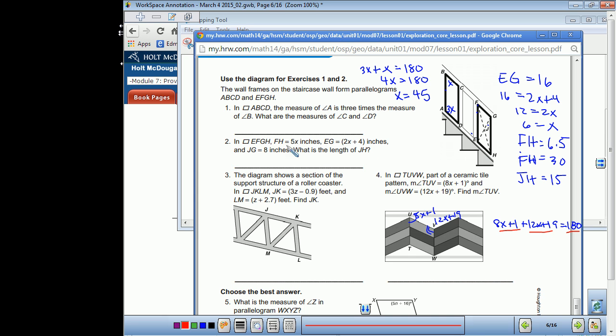Alright, so on 2, FH is 5x, and EG is 2x plus 4. GJ is 8 inches. Okay, so we know that this gets bisected. So if GJ is 8, then the whole thing has to be 16. So we set this equal to 16 and solve for x. Once we've solved for x, we can just plug x back in here.